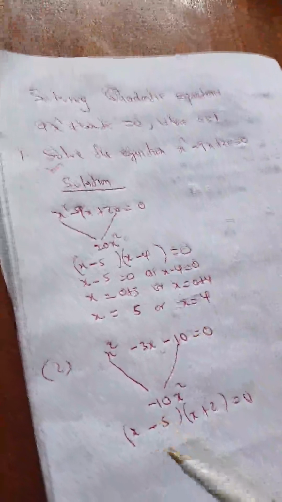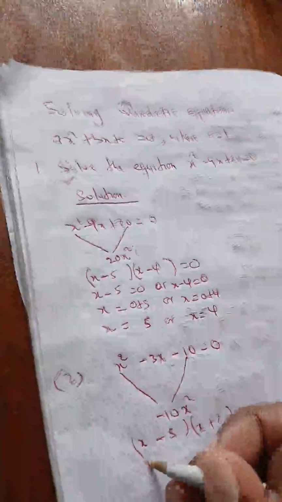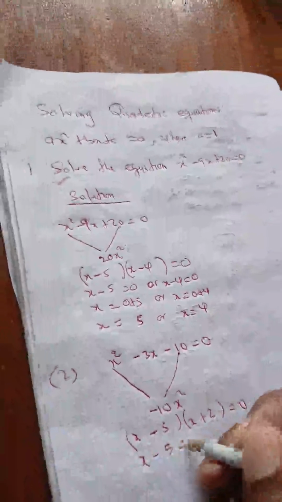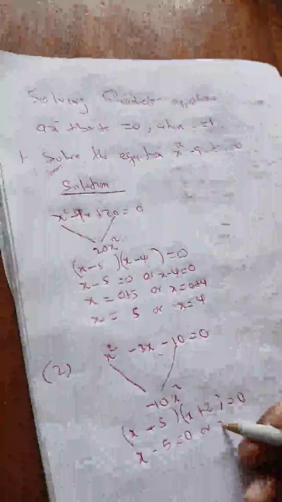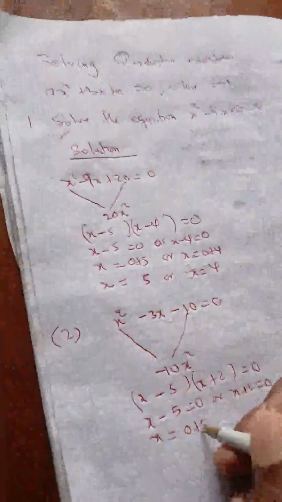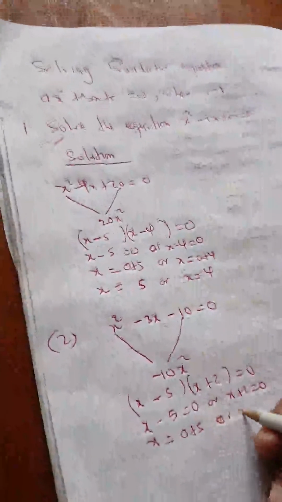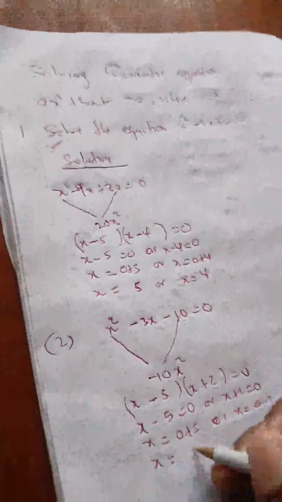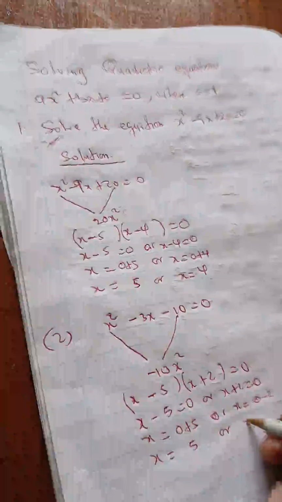Then we equate the factors to 0. x minus 5 equals 0, or x plus 2 equals 0. Solving these two equations, we have x equals 0 plus 5, or x equals 0 minus 2. So we get x equals 5, or x equals negative 2.